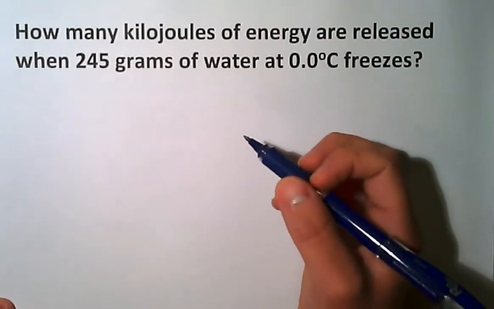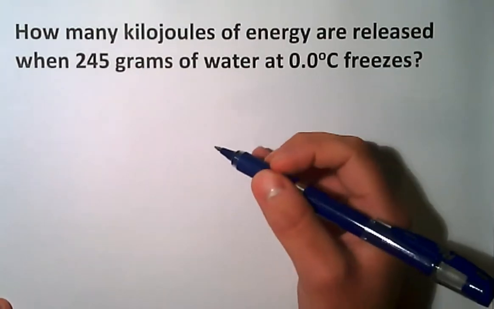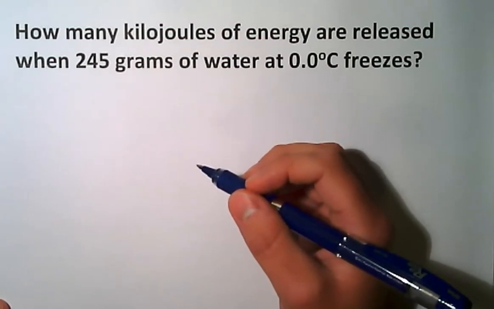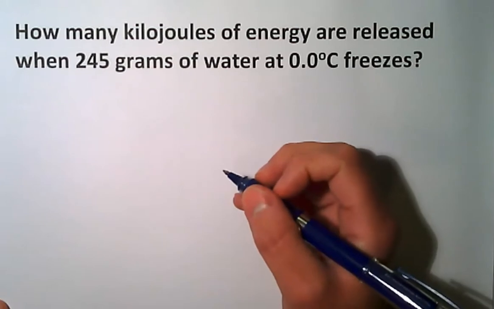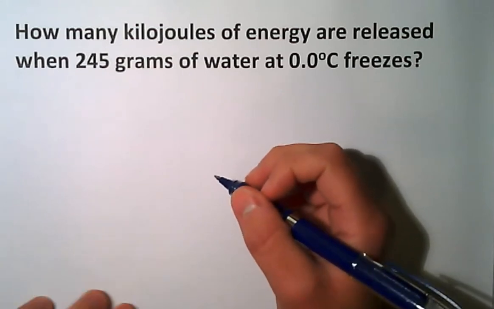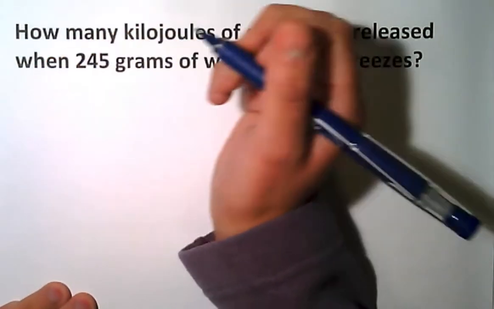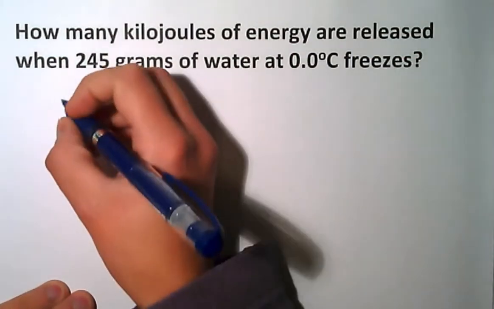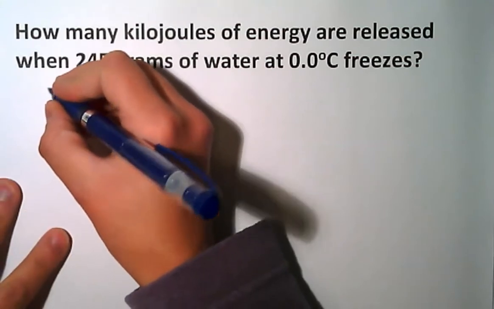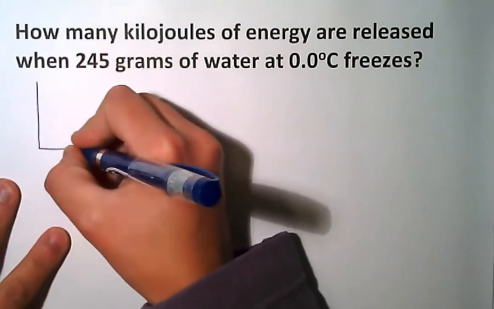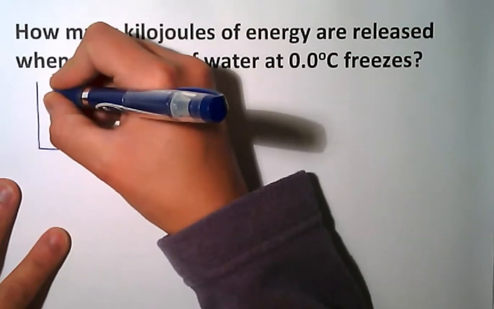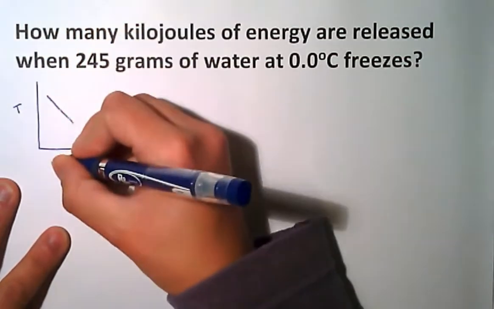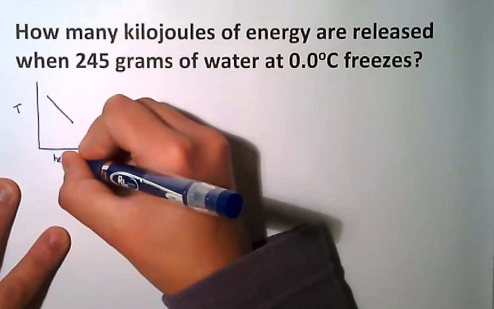So in this problem, it says how many kilojoules of energy are released when 245 grams of water at 0 degrees Celsius freezes. So we need to think about our heating or cooling curve, and in this case, if something is freezing, then we are going to be cooling it off. So our curve is going to, the temperature is going to be going down as heat is being removed.